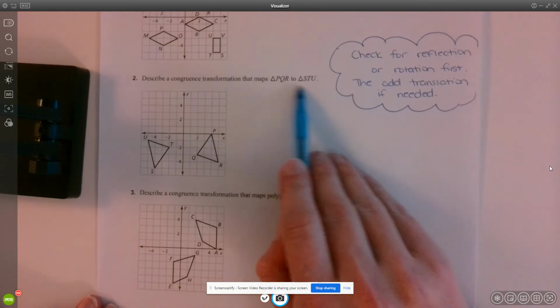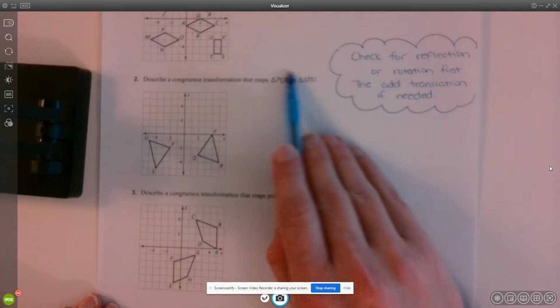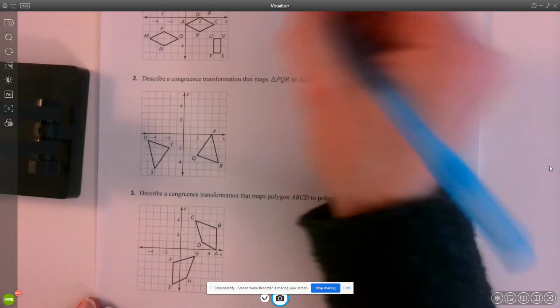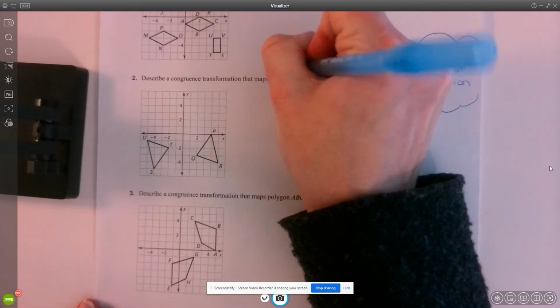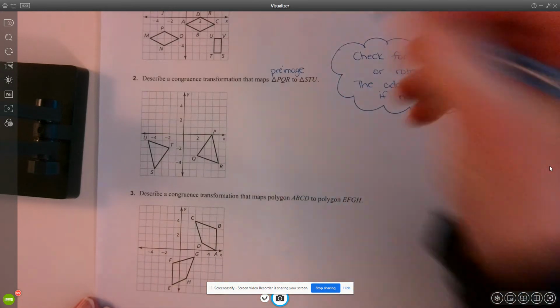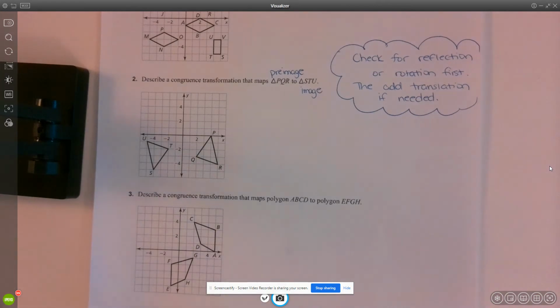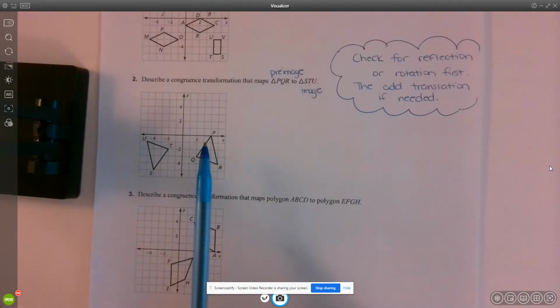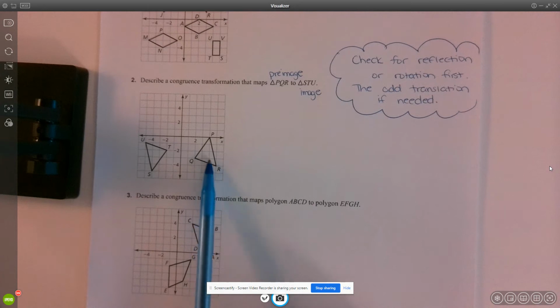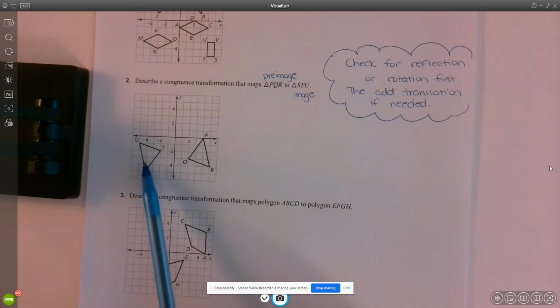It's important that you pay attention to what's being mapped to what. Based on this sentence, triangle PQR is our pre-image. So this triangle here on the right is our pre-image, and triangle STU is the image. That's important because our congruence transformation will depend on which shape is the pre-image and which is the image. So our job is to figure out how can we map triangle PQR onto triangle STU.